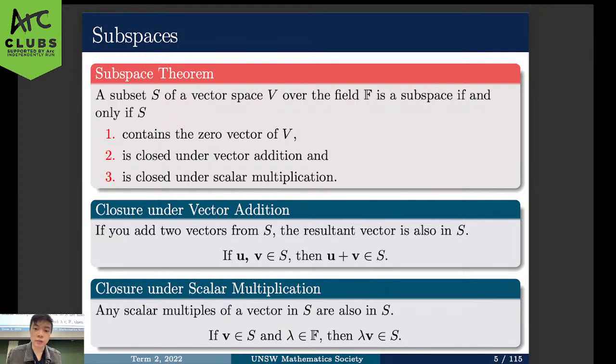So closure under vector addition basically means if you take 2 vectors from the set S and then you add them together, the resultant vector would also be in S. And if you take a scalar and a vector from the set S, you multiply that scalar to the vector, that resultant vector should also be in S. So any scalar multiples of a vector in S should also be in S.